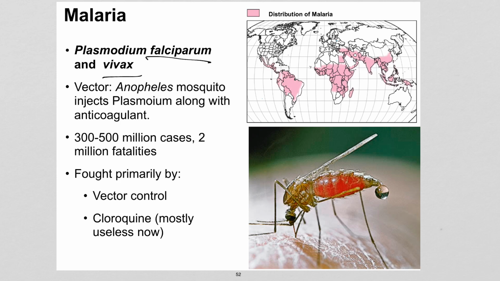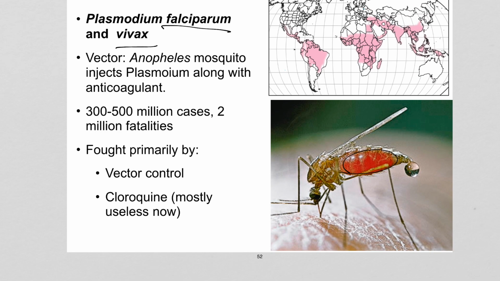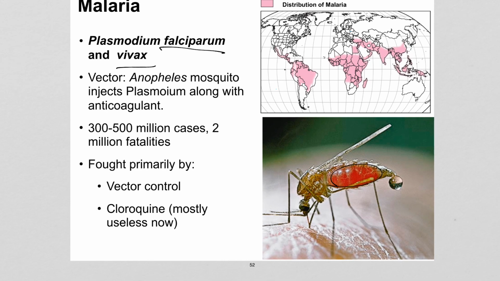So again, Plasmodium doesn't infect mosquitoes. They just get carried around when a mosquito transfers blood from one person to another. And malaria is by far the most common protozoan disease in the world, probably more common than every other protozoan disease put together. And because of that, we're going to spend some time going into details.